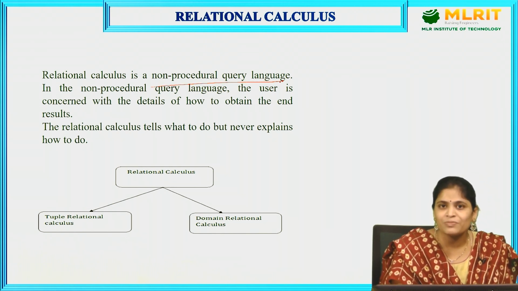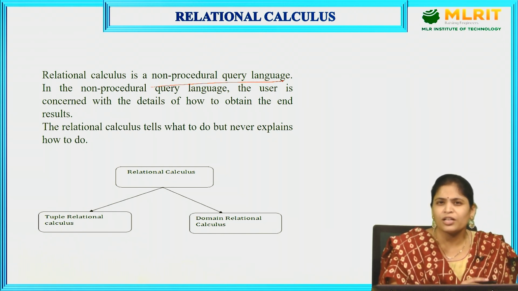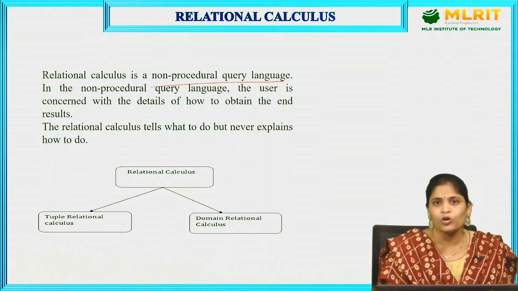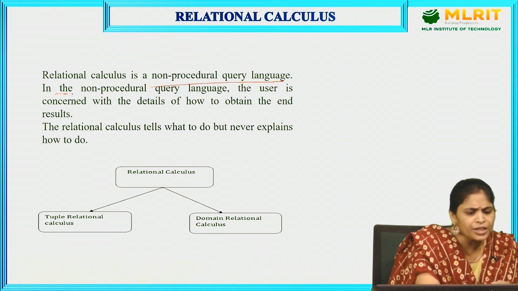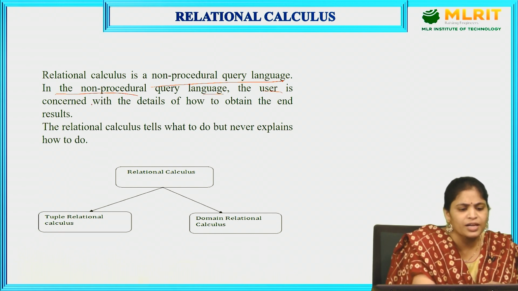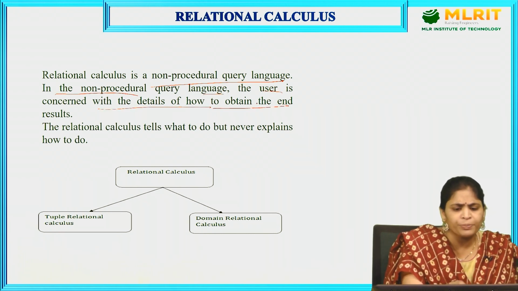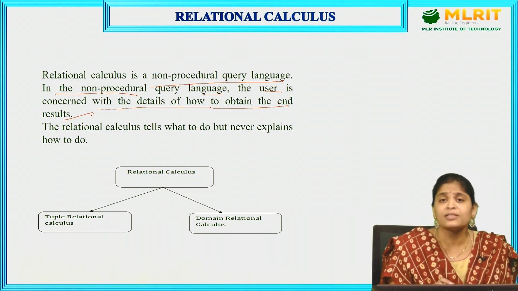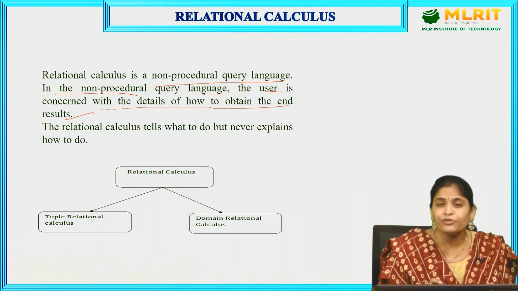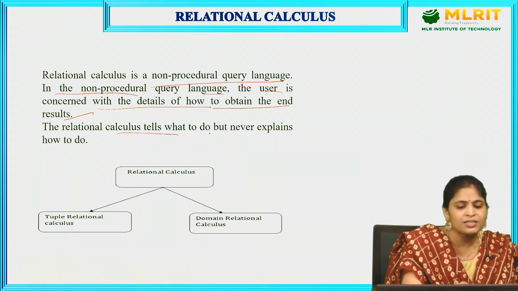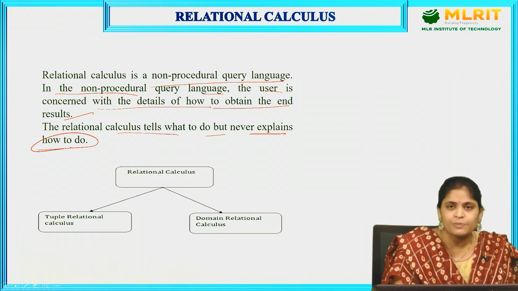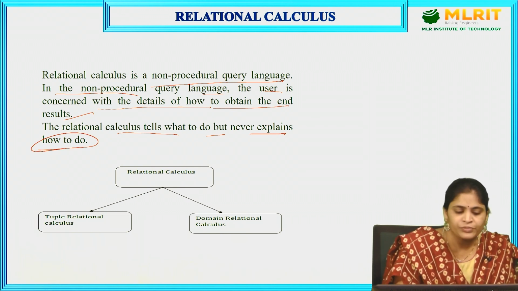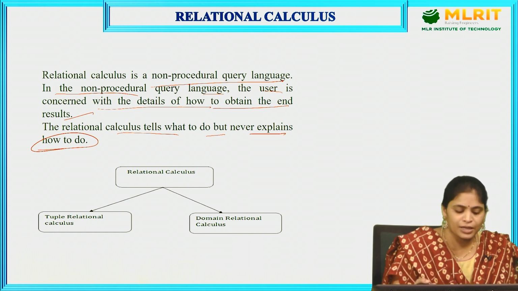Non-procedural query language means here I concern myself only with the desired output, but not how, right? In the non-procedural query language, the user is concerned only with the end results, not how to obtain them, not the procedure. See, relational calculus tells what to do, but never explains how to do. It doesn't bother. So, relational calculus is mainly of 2 types.